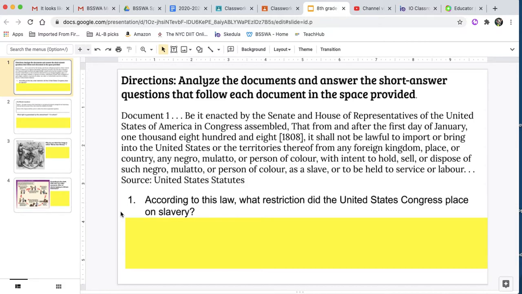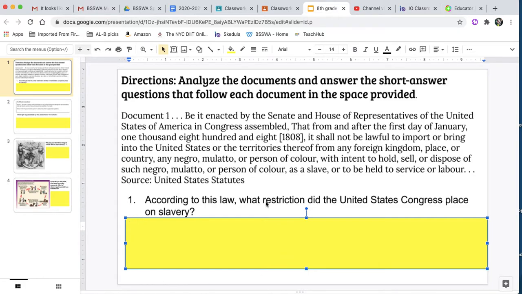Question: According to this law, what restriction did the United States Congress place on slavery? Based on the document that I just read aloud for you, go ahead and place your answer inside the yellow box. Don't forget to double click and it will highlight in blue and the cursor will appear, and now you can go ahead and type.